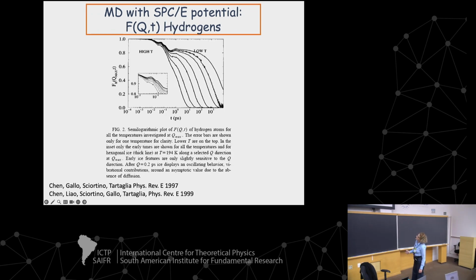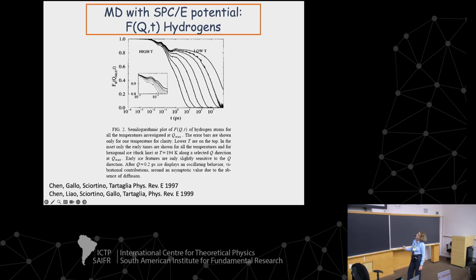Oh, sorry, I put the hydrogen here. In this 1997 paper, you see hydrogens. You have these bumps here, and these bumps here are the libration of the hydrogen. But these librations are at very high frequencies, so very low times. So what happens is only that the Gaussian behavior of the center of mass is a bit spoiled by this bumpy region. Apart from that, we saw that the stretched exponential is very similar.